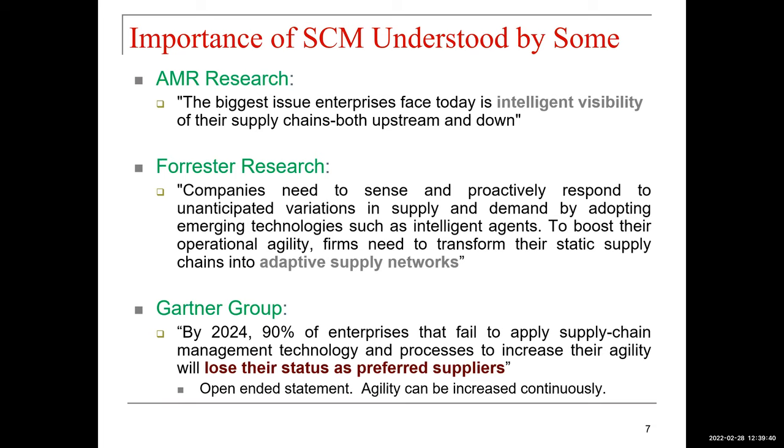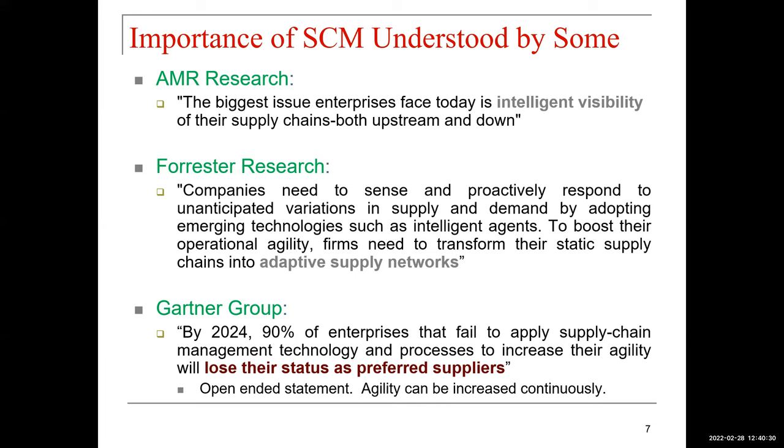In terms of Forrester research, a company needs to sense and proactively respond to unanticipated variation in supply and demand by adopting emerging technologies such as intelligent agents. To boost their operation agility, firms need to transform their static supply chains into adaptive supply chains. Supply chains that are able to adapt, supply chains that are able to reconfigure in terms of finding suppliers, maybe having a backup plan if you don't get access to suppliers in other countries, or maybe have the ability to produce inside, meaning that you keep your supplier, but at the same time, you develop a capability at home to be able to respond to unexpected changes in the demand.